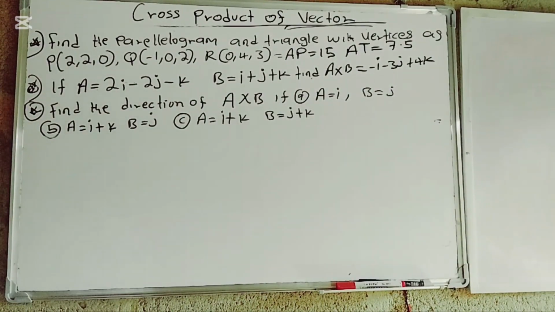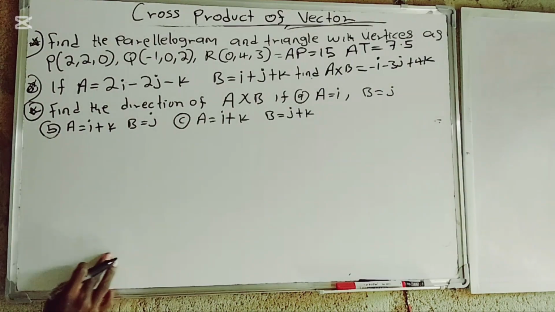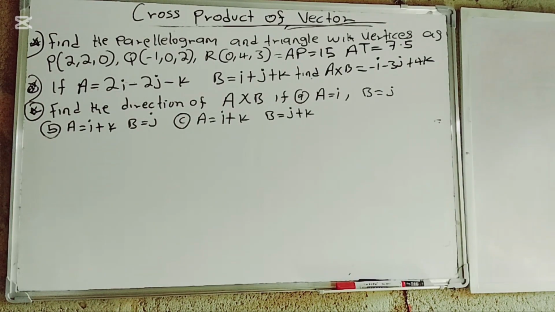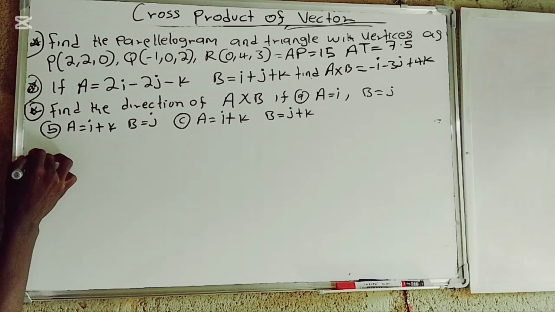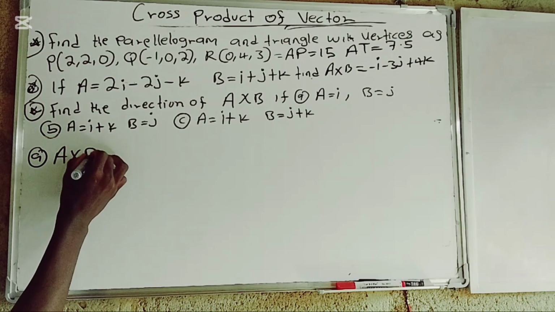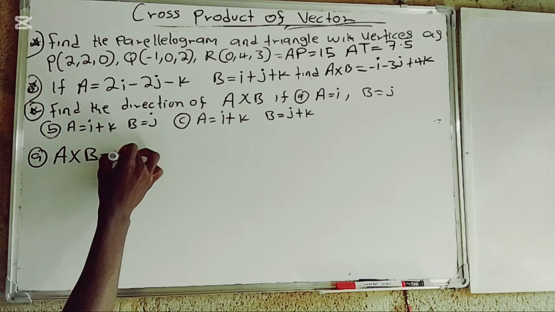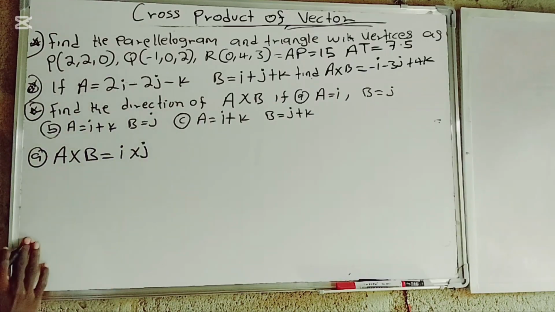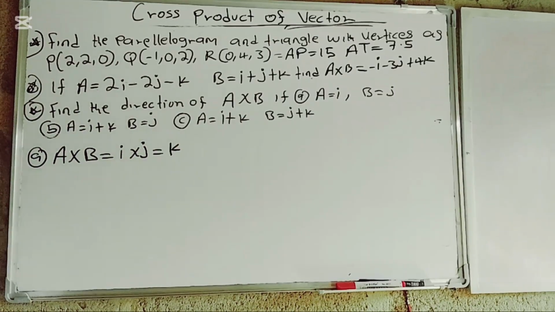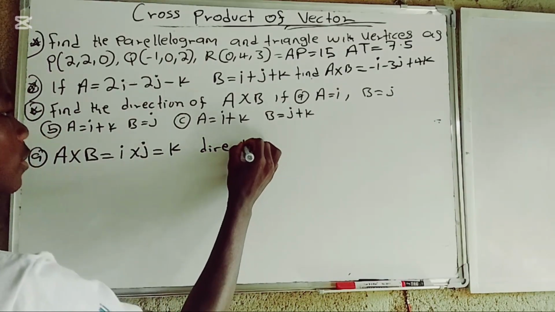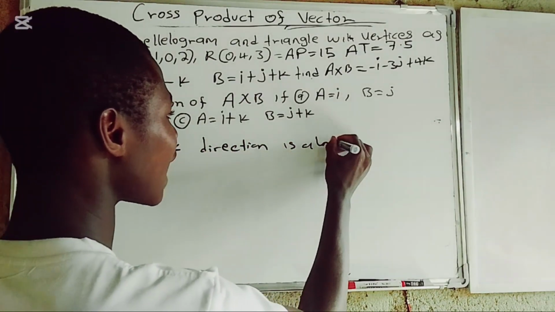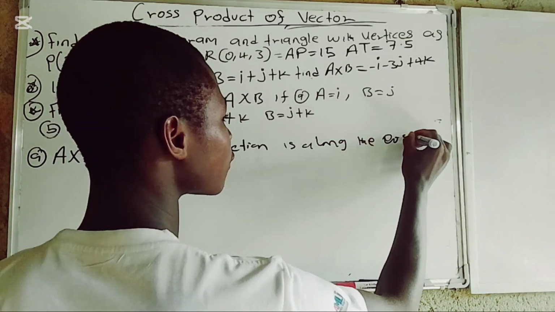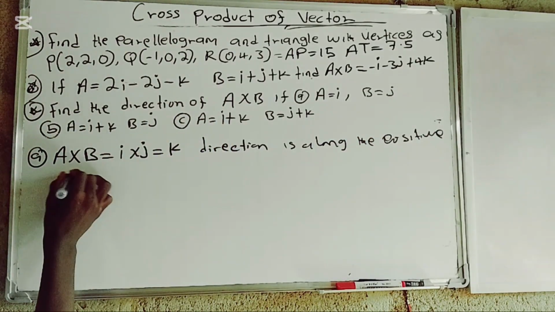The next thing to do is that the question says find the direction of A cross B. Don't forget I said A cross B, guys. I'm going to find the direction of A cross B. So I have A, which is i, cross B, which is j. So A cross B is the same thing as k. Therefore the direction is along the positive z axis.